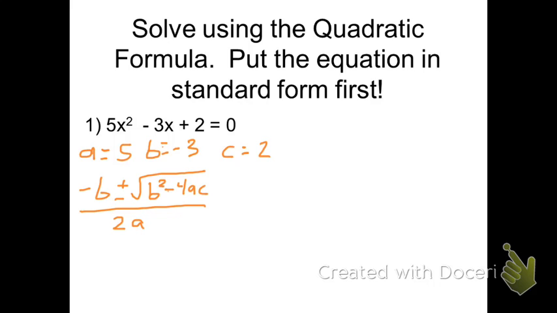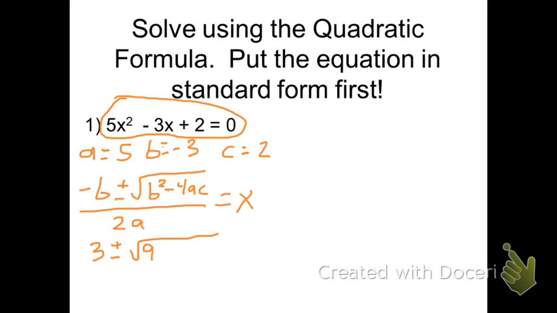So again, this represents what our possible values for x are, that if we plugged them back into this original equation, it would be true. It would all equal 0. So the opposite of b, since b is negative 3, would be 3, plus or minus the square root of b squared.